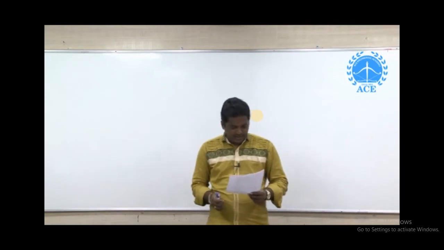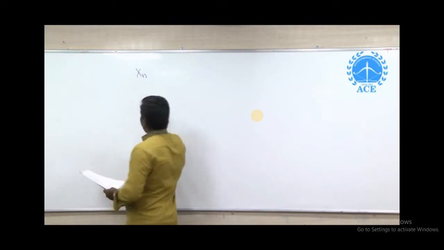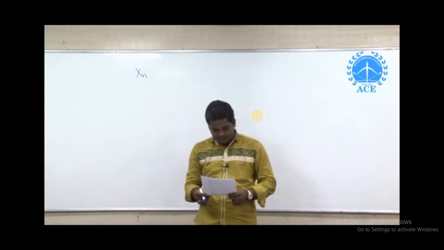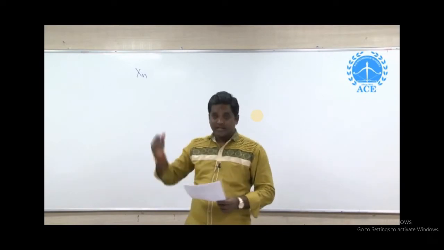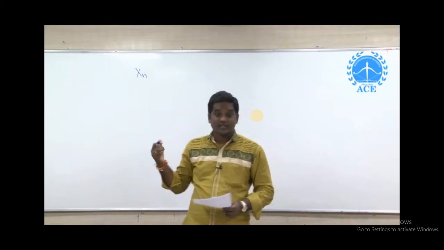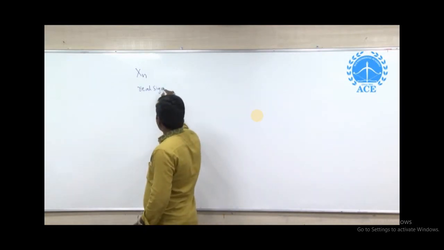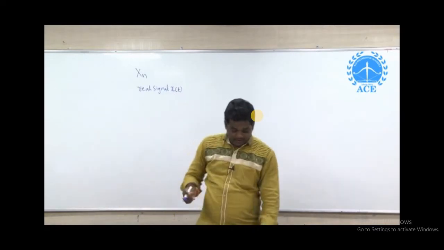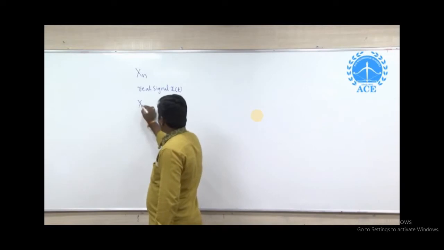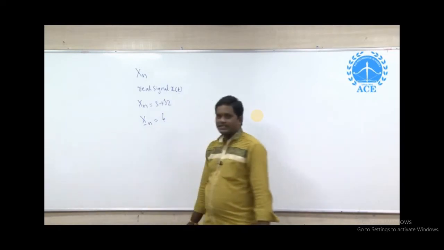Okay, the question is, let capital X of n be the exponential Fourier series coefficient of small x of t, the exponential Fourier series coefficient of a real signal small x of t. The information given is X of n is equal to 3 plus j2, then X of minus n is equal to how much? This is the question.